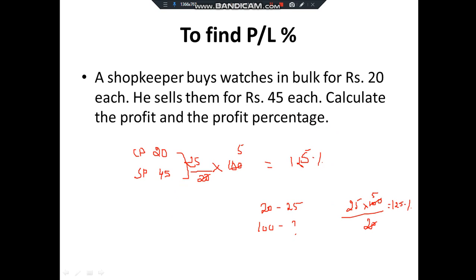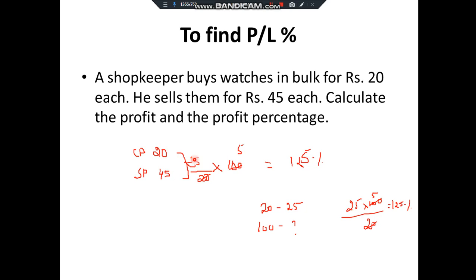See, now a little bigger question. A shopkeeper buys watches in bulk for rupees 20 each. He sells them for rupees 45 each. Calculate the profit and the profit percentage. That is, he buys watches, okay, and the cost price is 20 and the selling price is 45. Here it is a profit, okay. So how much rupees profit? 25 rupees profit he gets on an item, okay.